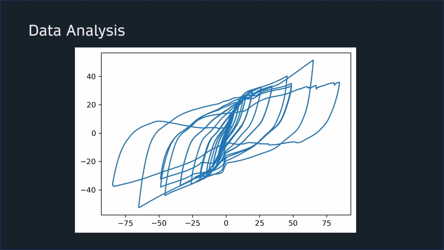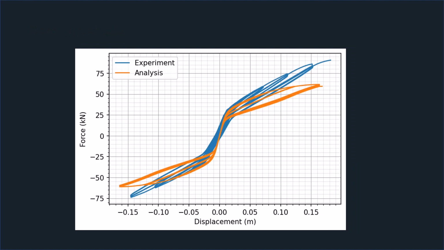So we might want to know specific things like the peak value at a particular point. We might want to know the backbone of our curve, or we might even want to know the area under our curve. We also might want to compare two different hysteresis.